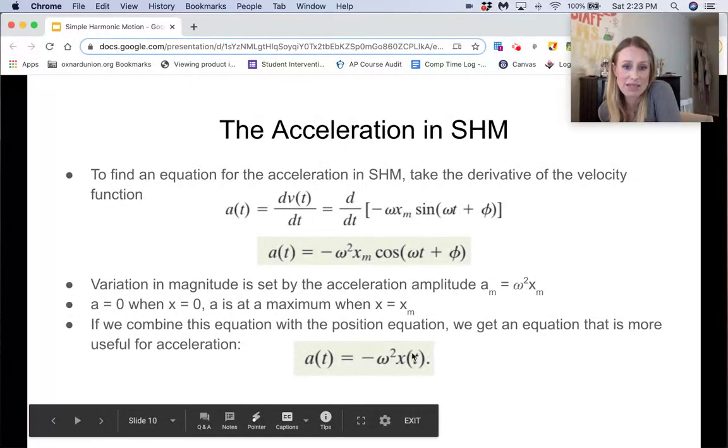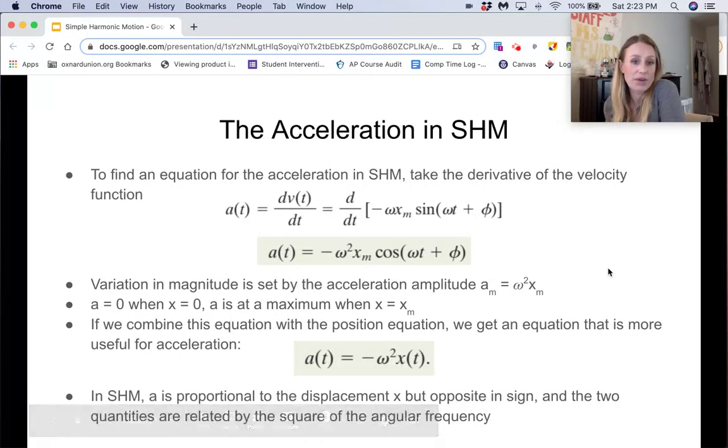So this is not the maximum here. This is the position as a function of time. So in simple harmonic motion, acceleration is proportional to the displacement, but opposite in sign. And the two quantities are related by the square of the angular frequency. So that's what this equation tells us.